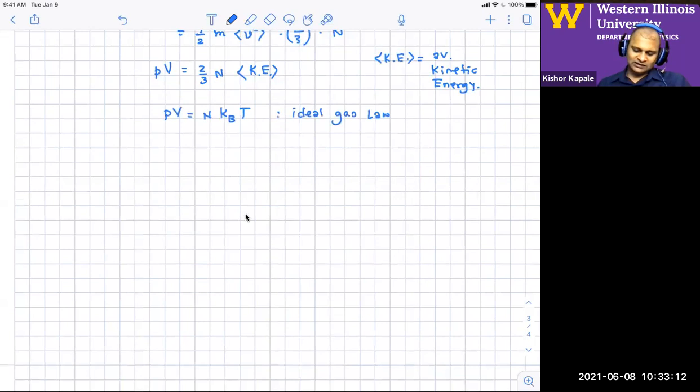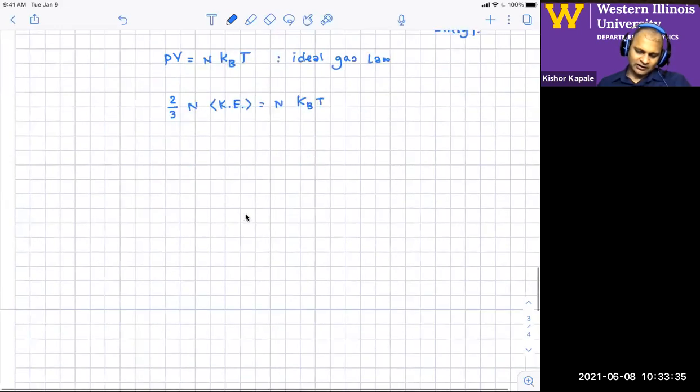And if that's the case, then n cancels. You get the temperature is equal to, well, actually, we don't want to do it that way. I want to write down, so 2/3 n times the average kinetic energy is equal to n kBT. That means the average kinetic energy is equal to 3/2 of kBT.